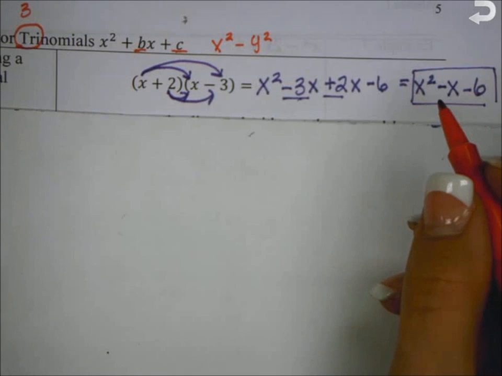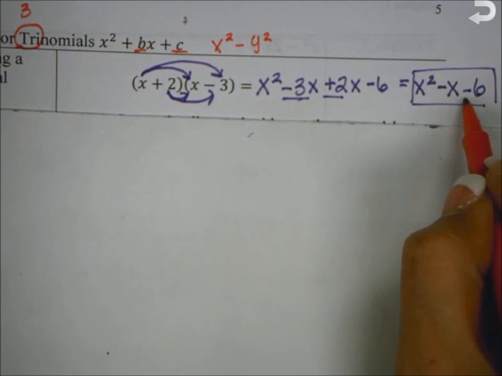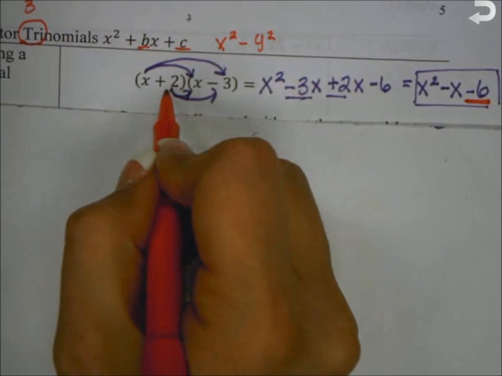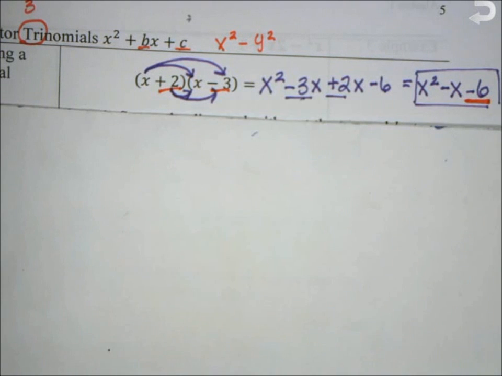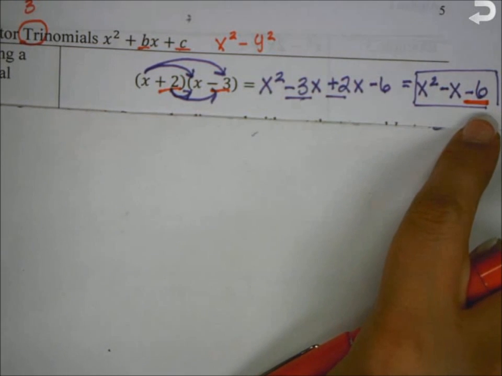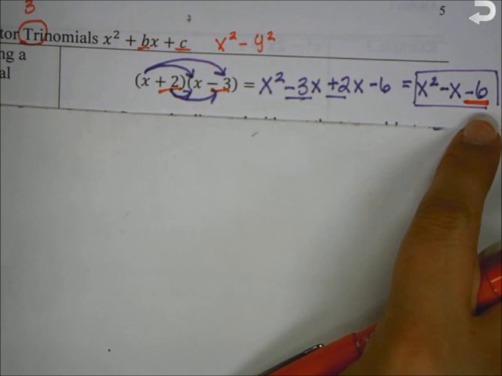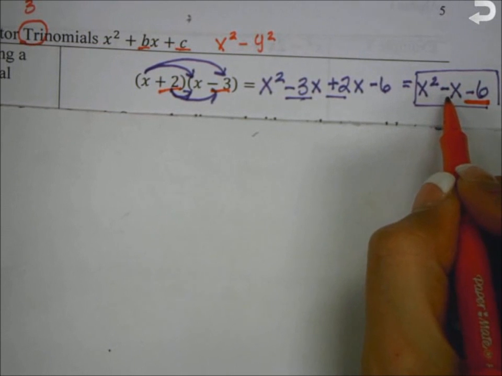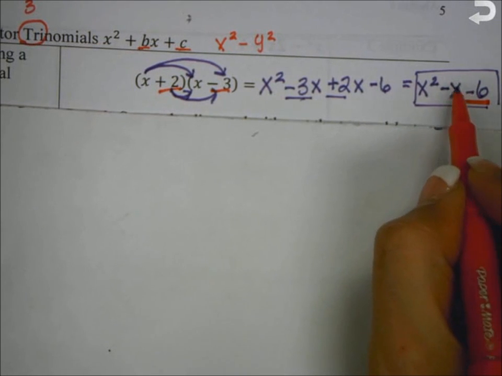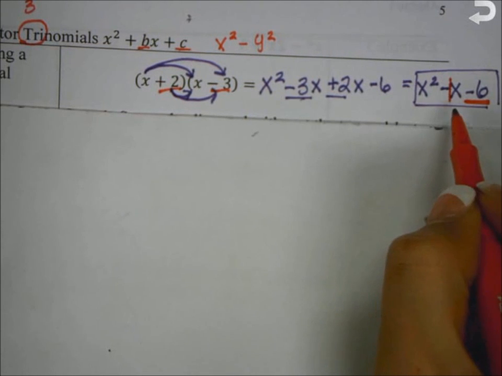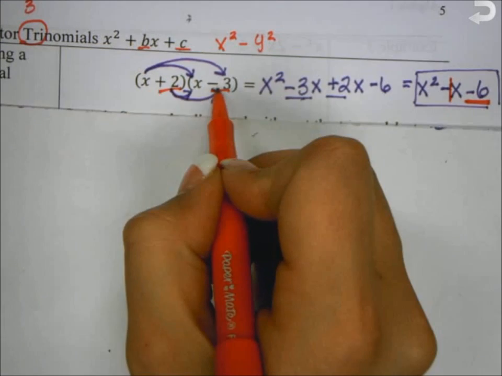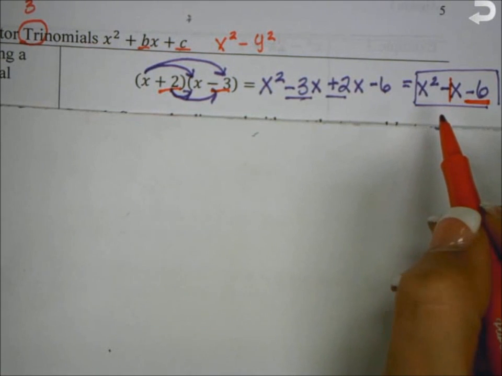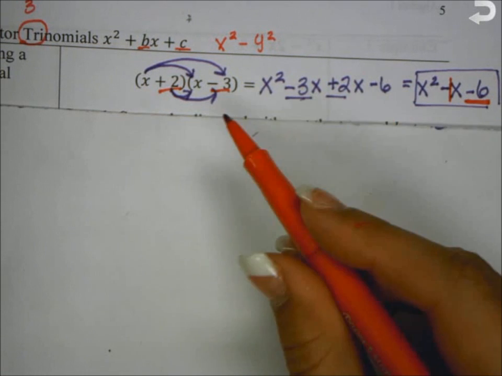Look at negative 6. What's positive 2 times negative 3? Negative 6. Ta-da! Okay. Look at this middle term. What's the coefficient for negative x? Negative 1, right? What's negative 3 plus 2? Negative 1. So do you think we can use that information to help us factor? Yes, we can.